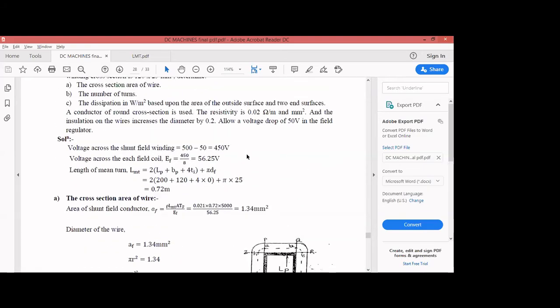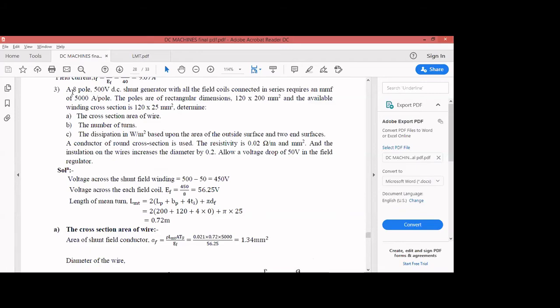Voltage across the shunt field winding. Here in the problem you can see it is given as 8 pole, 500 volt, meaning 500 volt is available across 8 poles. Let us calculate. And they have given that allow a voltage drop of 50 volt. So there is a 50 volt drop in the field winding.